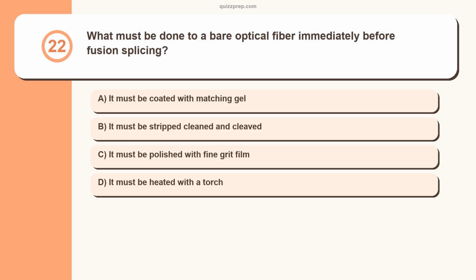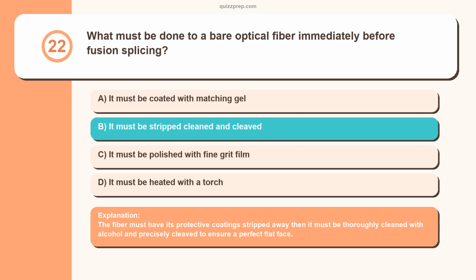Question 22. What must be done to a bare optical fiber immediately before fusion splicing? It must be coated with matching gel. It must be stripped, cleaned, and cleaved. It must be polished with fine grit film. It must be heated with a torch. The fiber must have its protective coatings stripped away, then it must be thoroughly cleaned with alcohol and precisely cleaved to ensure a perfect flat face.